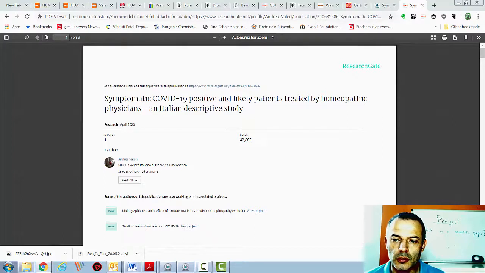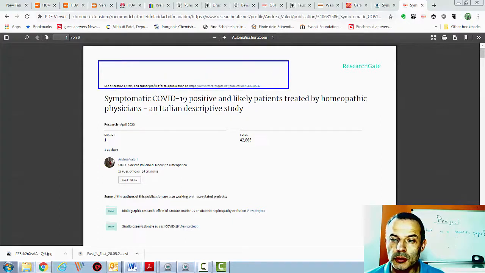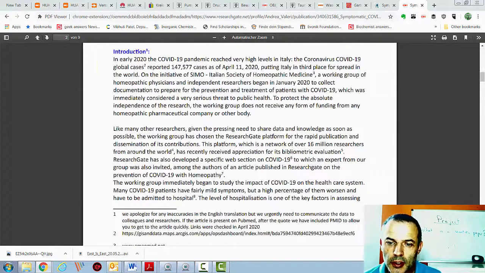You can normally see when papers are published on ResearchGate that there's a link to the original study up here. That's because ResearchGate is not actually a journal, it's a database where you can upload whatever you want. It's not peer reviewed, it's just a place to put things. So if I wrote a paper about my science, I might put it there as a copy. So here is evidence of what I was trying to say.